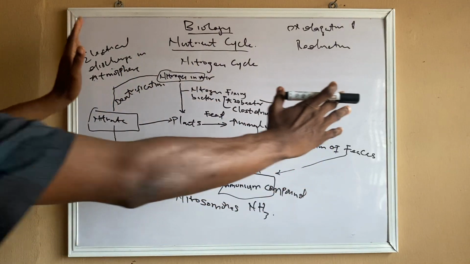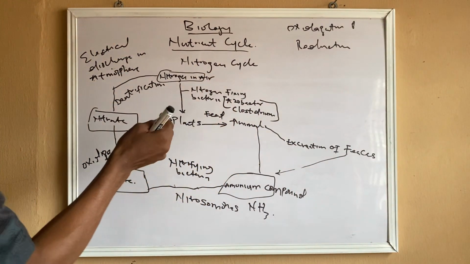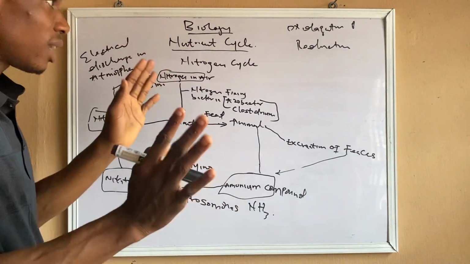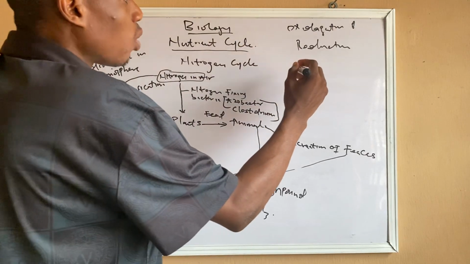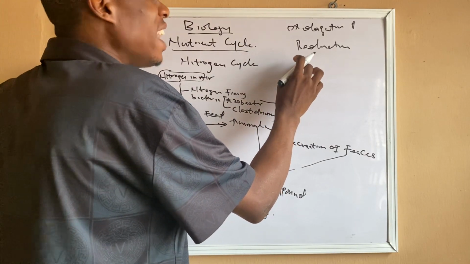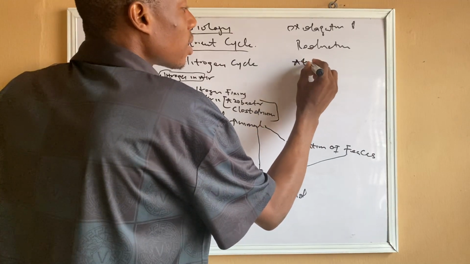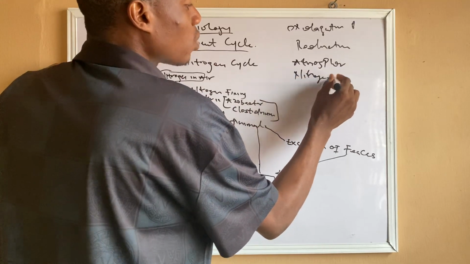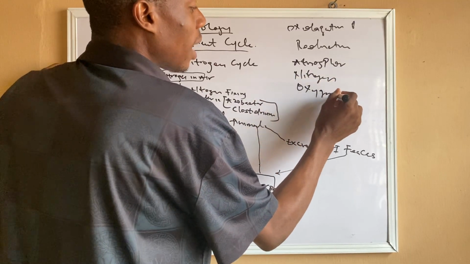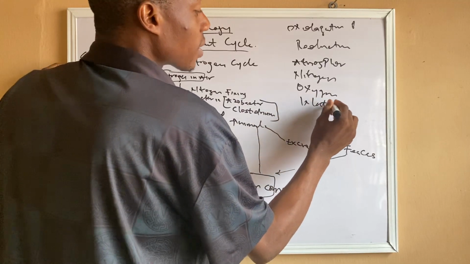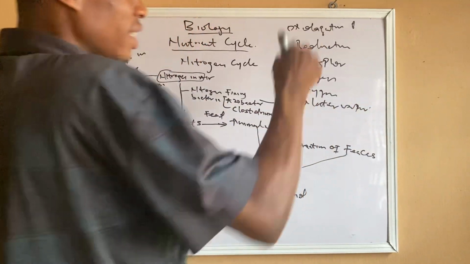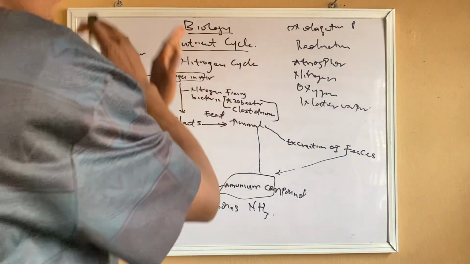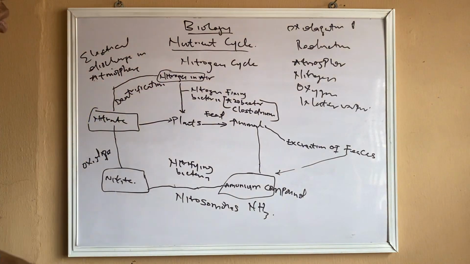Let me recap what I've already explained. Naturally, there is nitrogen in the air. I remember I've also talked about the elements in the atmosphere: nitrogen in that particular video, oxygen in that particular video, water vapor in that particular video, and the rest. So that means that in our atmosphere, naturally, we have nitrogen.